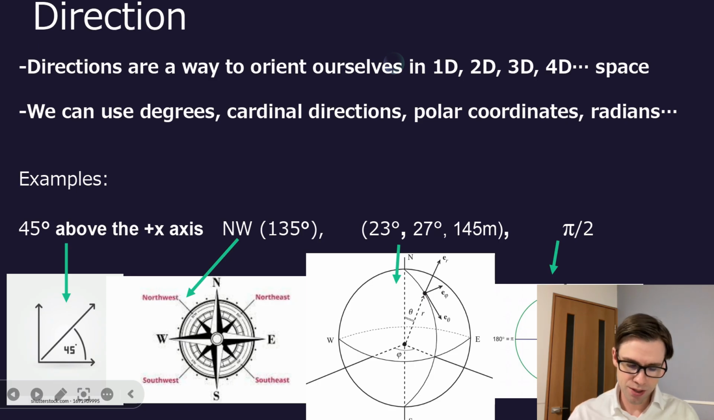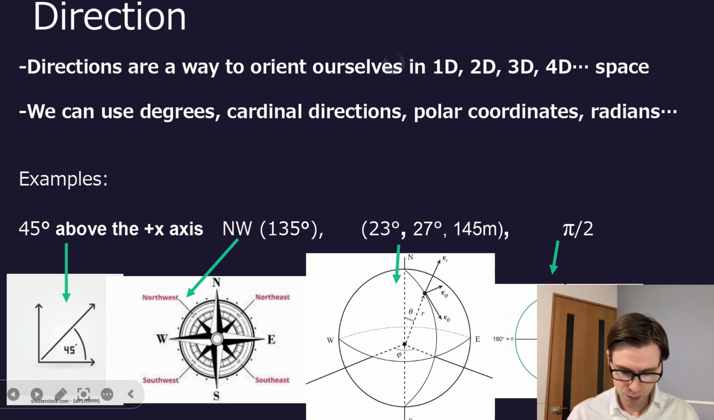So we can use degrees, like, 20 degrees, 90 degrees, 180 degrees around the circle. Cardinal directions, northeast, southwest, those kind of things in the middle also count as cardinal direction notation. Polar coordinates, these are a way to orient in 3D space. I talked about that a little bit in my video about the Schrodinger equation. It uses polar coordinates, I believe.